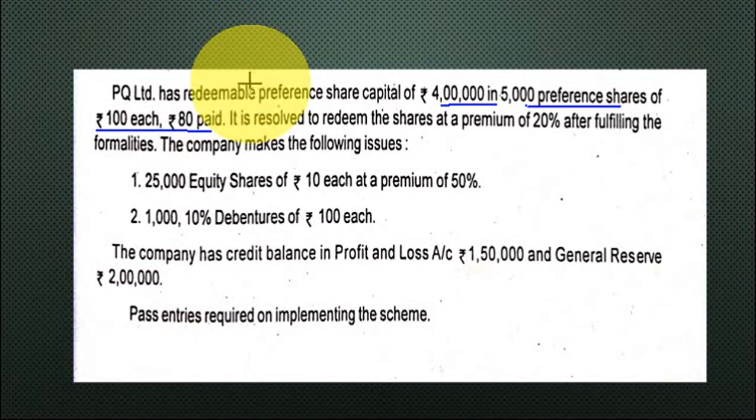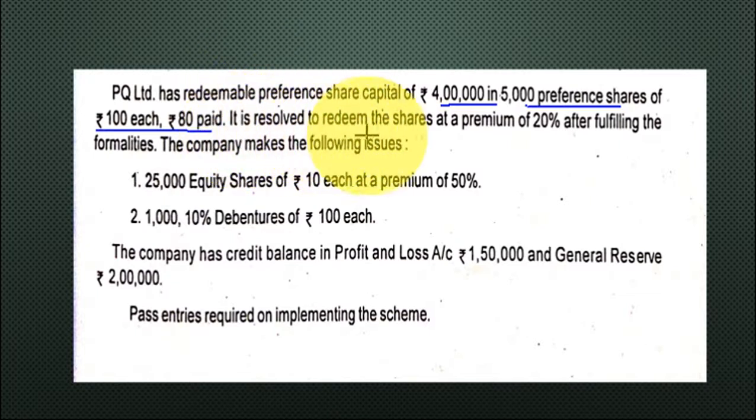partly paid up shares. When there are partly paid up shares, what are we supposed to do? First thing, we have to convert them into fully paid up shares. So those two journal entries will appear. So while reading the problem itself, you have to visualize how it affects.